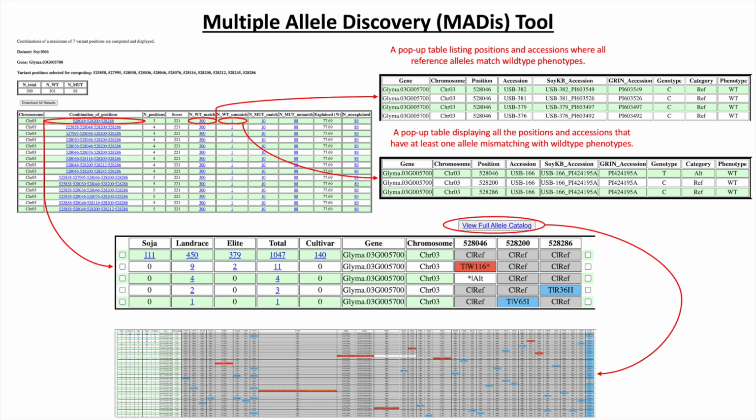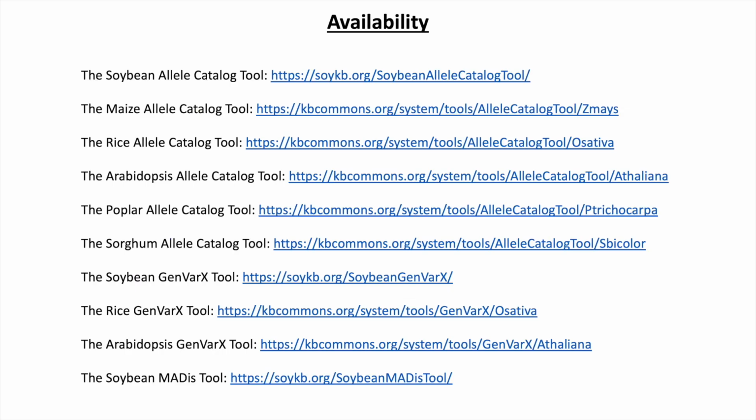Clicking on the numbers of matching or mismatched wild-type and mutated phenotypes can generate a pop-up table for users to view the exact accessions, positions, alleles, and phenotype information. All the presented tools are publicly available and users can use the links listed here to access the tools.